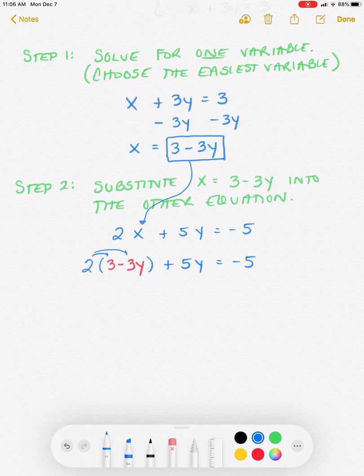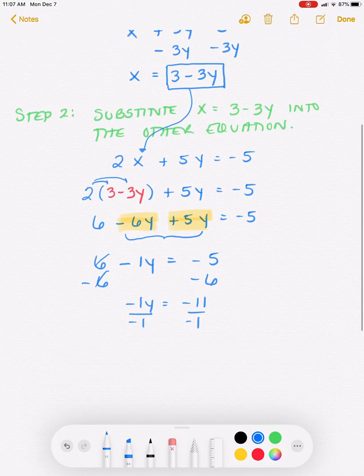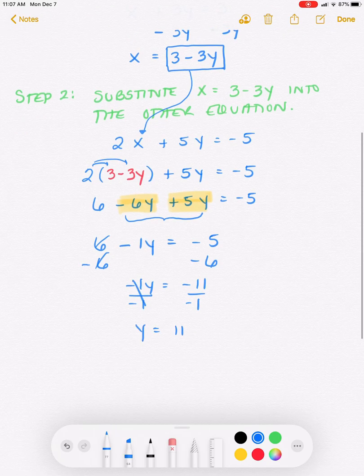So let's distribute. 2 times 3 is 6. 2 times 3y is 6y. Copy the rest down. Now before I do anything else, I see that I have 2 y's on this side. So I'm going to leave the 6 out front, but I'm going to condense the -6y. And I'm going to take the 5y and combine like terms to make that -1y. And that equals -5. And so now we can go ahead and subtract 6 from both sides and we get -1y = -11. Divide both sides by -1 and we finally come up with our first variable, y = 11.